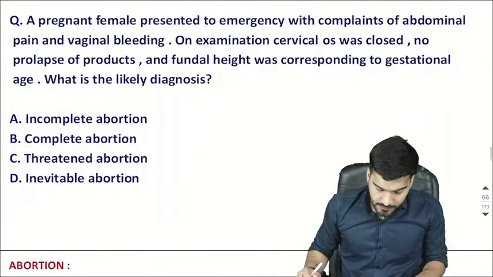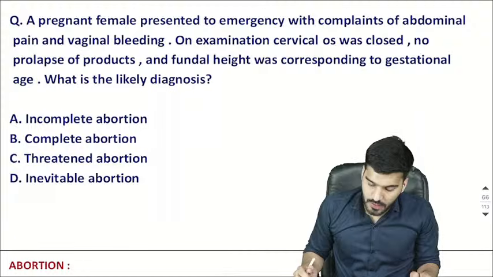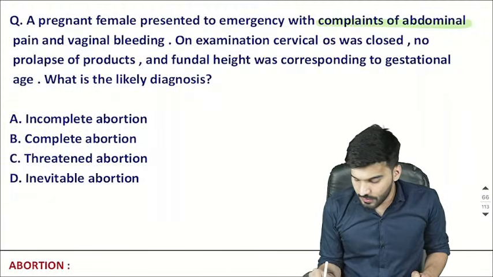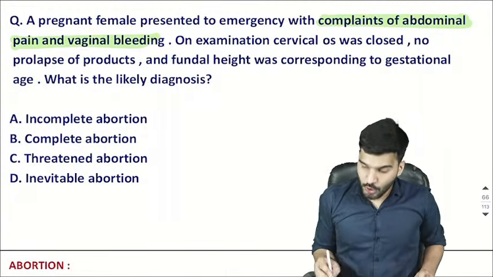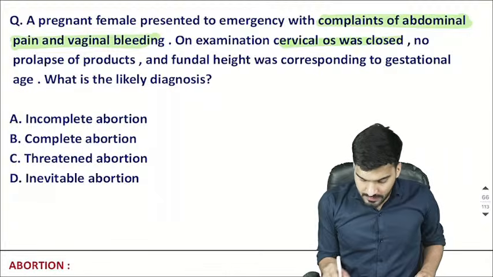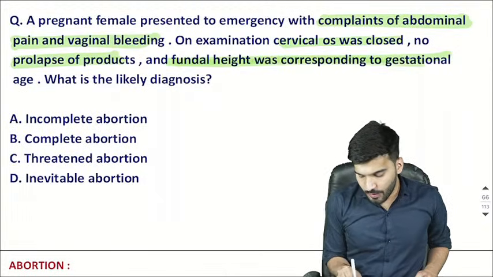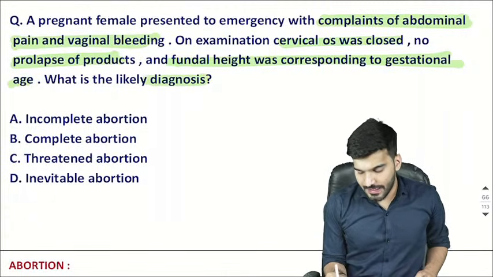A pregnant female presented to the emergency with the complaints of abdominal pain and vaginal bleeding. On examination, the cervical os was closed. There is no prolapse of the products. The fundal height was corresponding to the gestational age. And what is the most likely diagnosis?